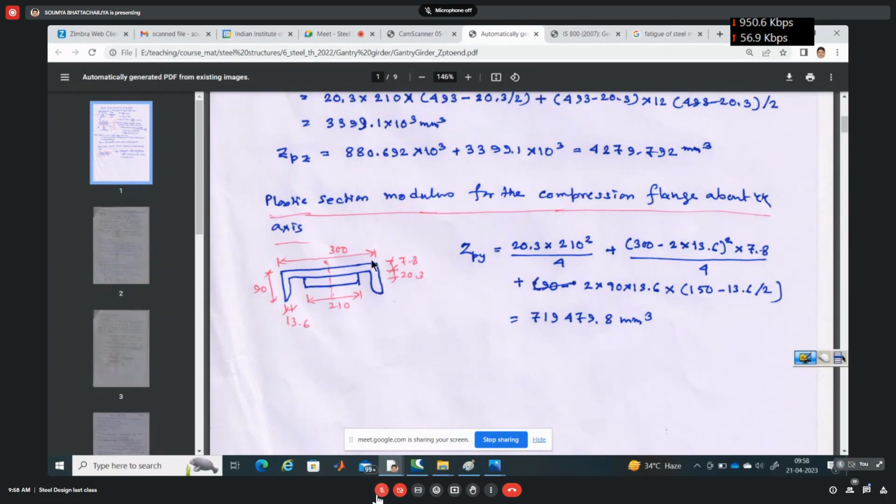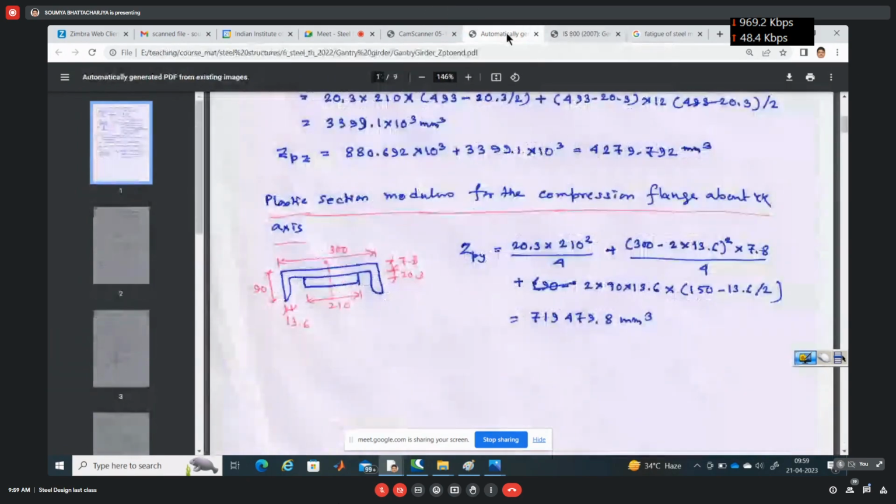But for this section, it is closer to 1.6, but I cannot say it will be exactly 1.6. So that multiplication by 1.6 is okay for channel section, but it's not okay for this type of section. It will give you a closer result, but not an accurate one. For purlin channel section, you can multiply it with 1.6: ZPY equal to 1.6 into ZEY, for channel section purlin only. Okay. Yes.